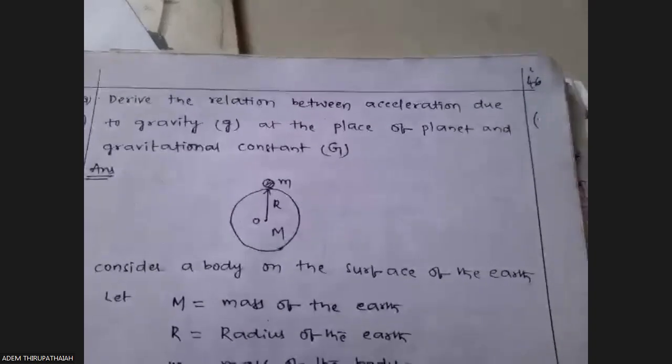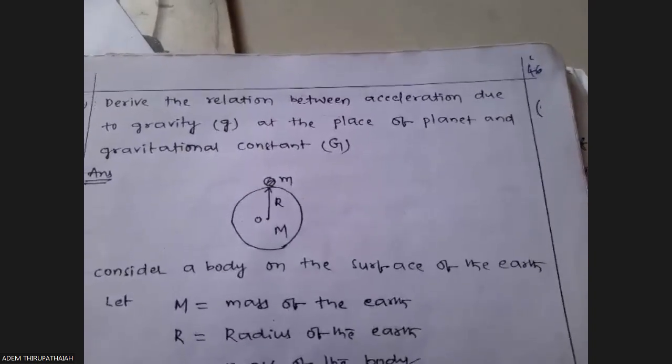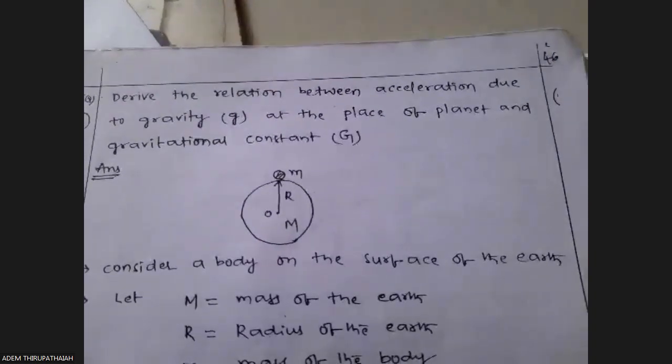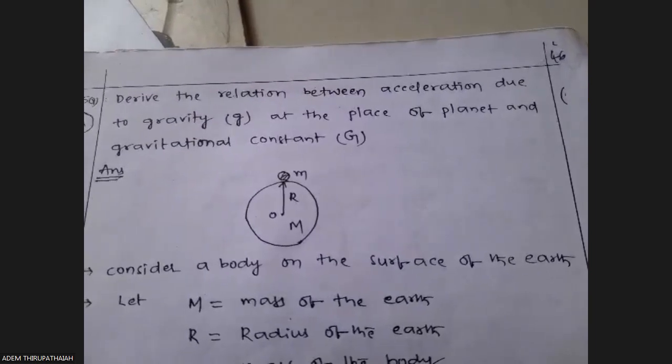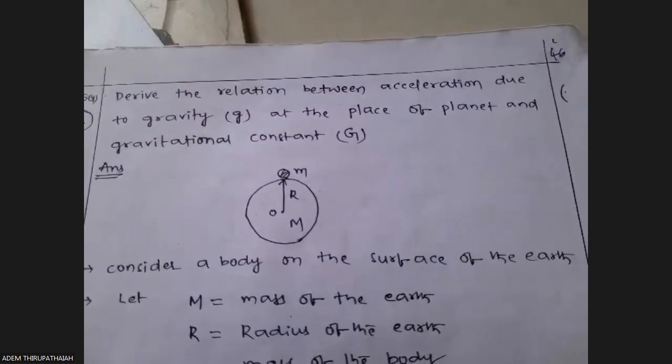That is the relation between acceleration due to gravity at the surface of a planet and the gravitational constant.